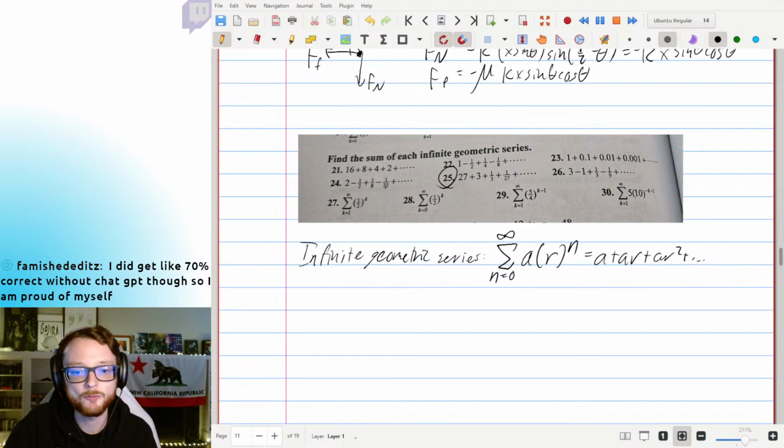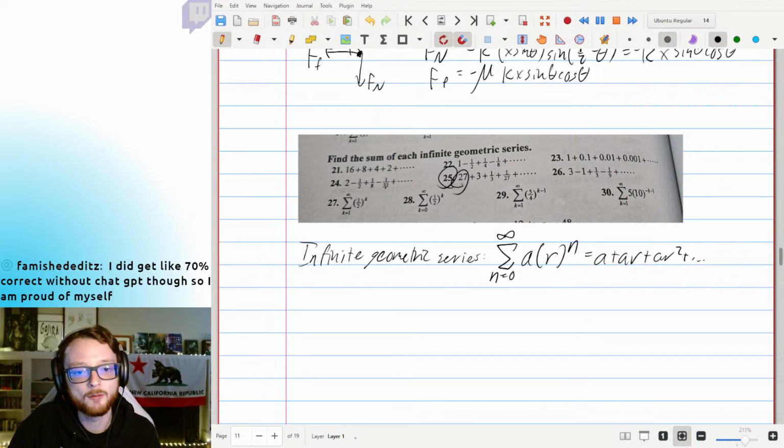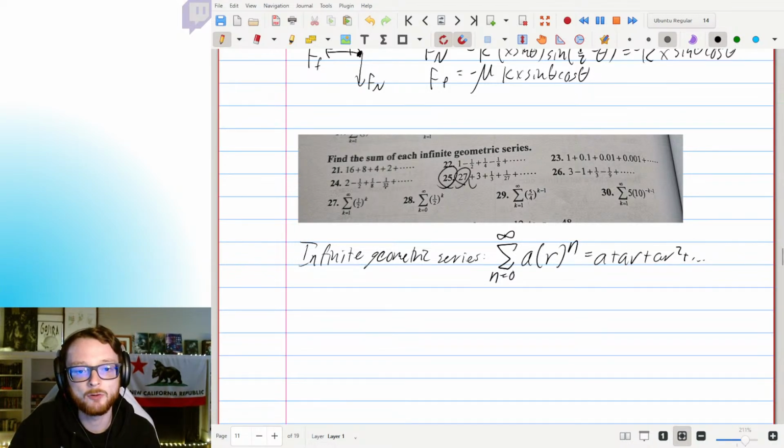So if you have an infinite geometric series, A is your first term, R is your rate. So in number 25, we start with 27, so that's our A. And each time we're dividing by 9, it looks like. Because 27 over 3 is 9, 3 over 9 is a third, and so on. I didn't write the actual formula, did I? If you have an infinite geometric series, the formula is A over 1 minus R. So for number 25, A is 27, R is 1 over 9, so we just plug and chug.